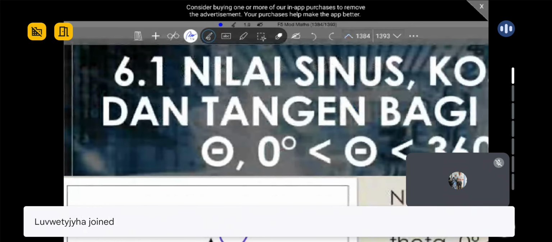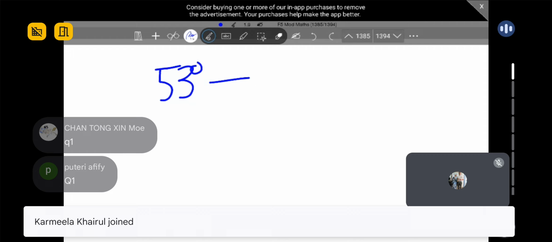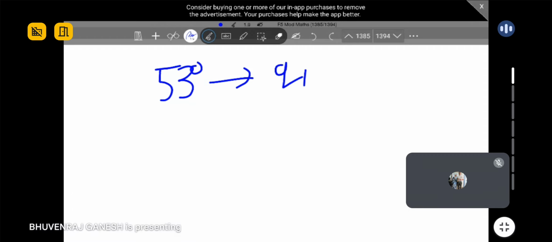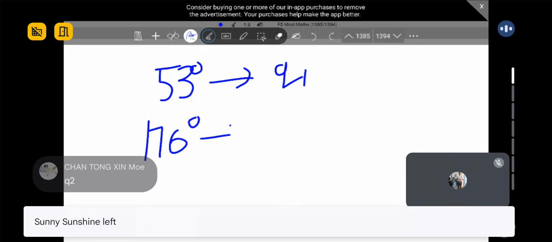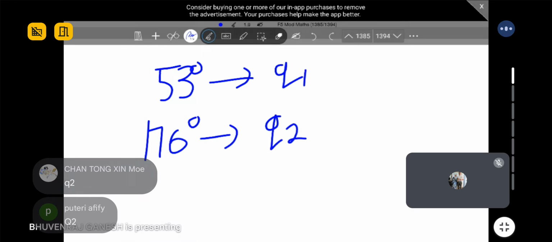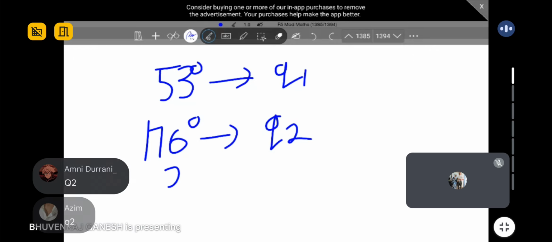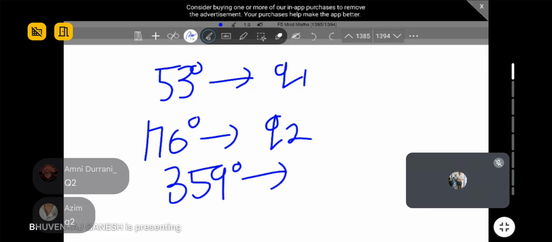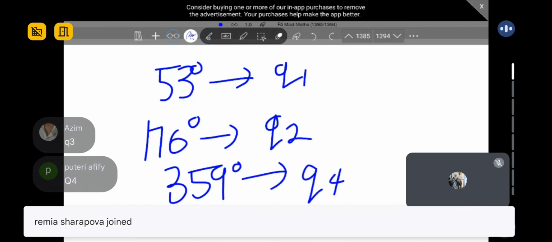Kita kena buat sedikit latihan lah. So guys, saya bagi sudut, kamu bagi tahu saya dia terletak pada kuadran keberapa. I give you the angle, you tell me Q1, Q2, Q3 or Q4. It's just like warm up your brain. Let's say I give you angle 53. Kuadran keberapa guys? Cuba komen. Very good. Q1, correct? Now let's say 176. What quadrant guys? Very good. Q2. Lagi 359. What quadrant? Very good. Q4.